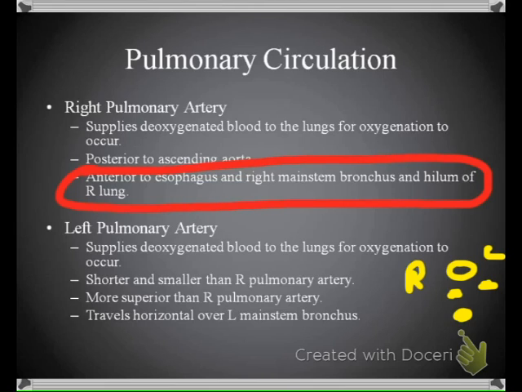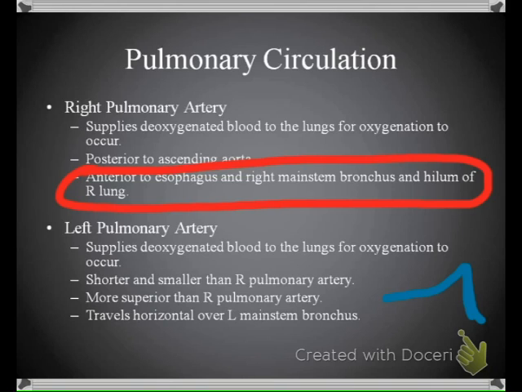Also, we see that the left travels horizontal over the left mainstem bronchus, whereas the right does not. That goes back to the way that it's laid out in the body. As we saw before, we had the right making a curve like this, and the left doing something similar to this. And so that is what we're really talking about here.